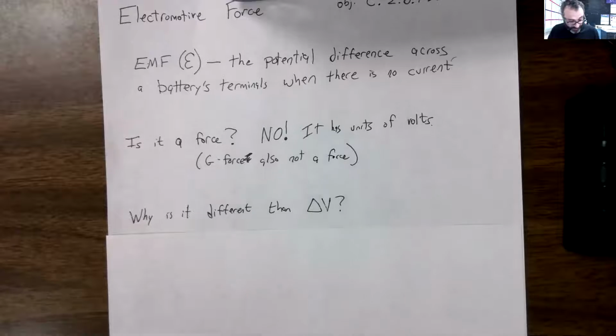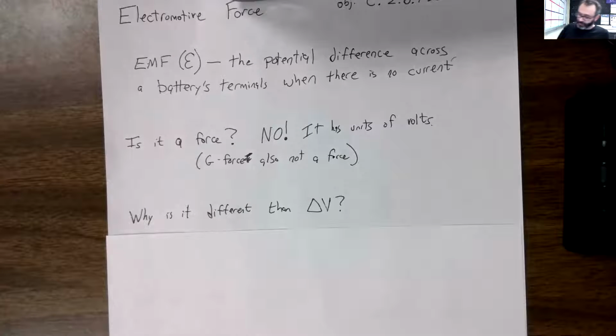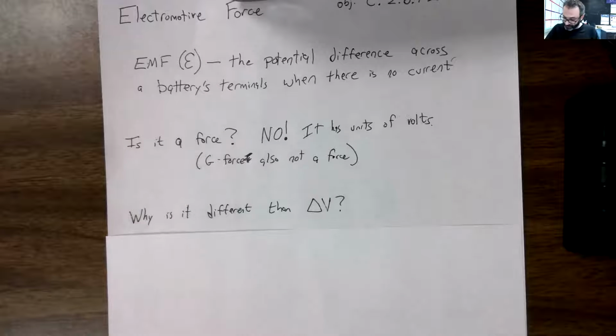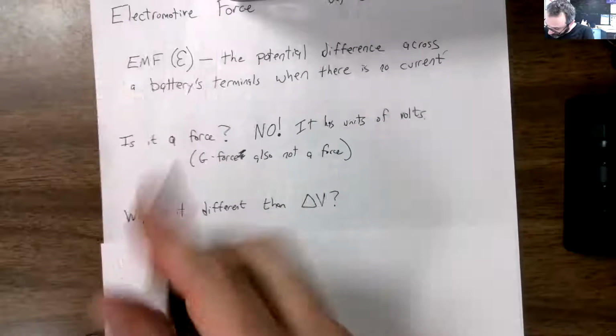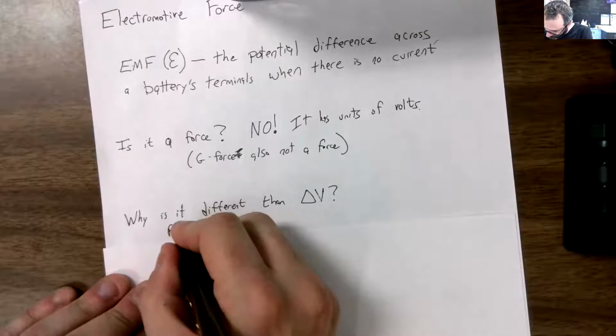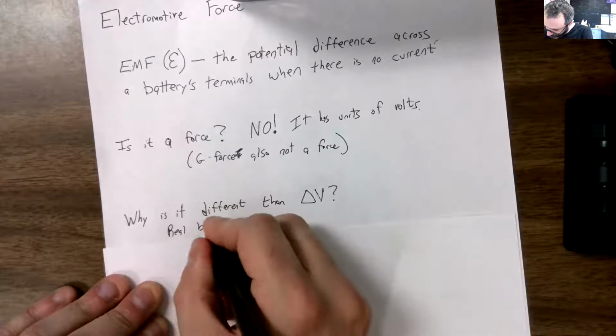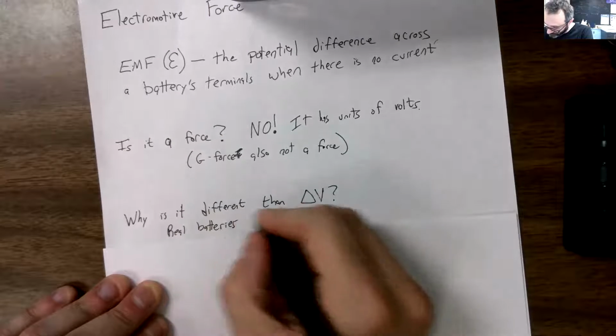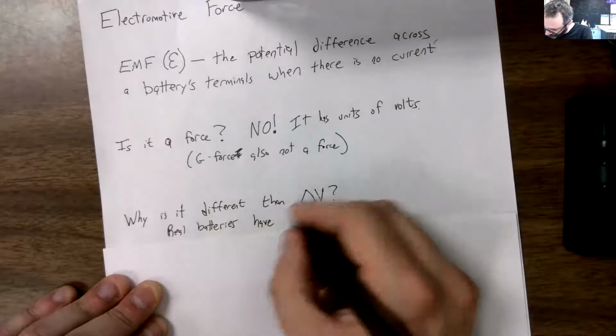Why is it different than delta V? The reason you're going to measure a different voltage when there's current flowing through the circuit than when there's no current flowing through the circuit is because real batteries, as opposed to ideal batteries, which we've kind of used in our problems so far, real batteries have internal resistance.